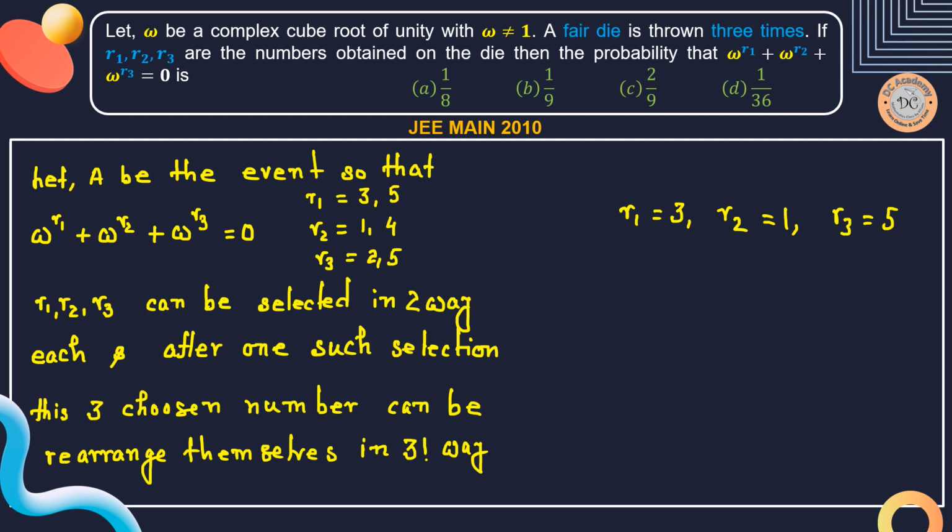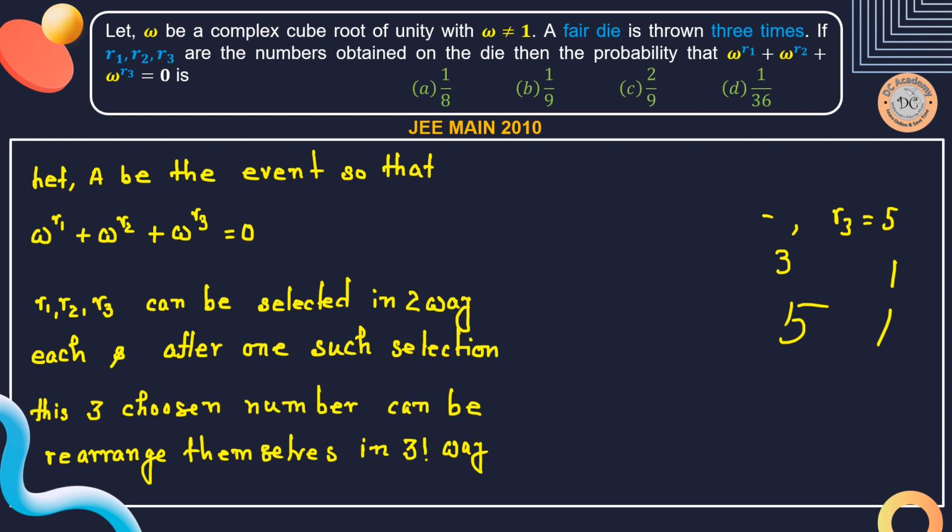After selection, someone can arrange it as 5, then 3, then 1, or maybe 3, 1, 5, and so on. So all possibilities can happen. After we get a selection like 3, 1, 5, they are allowed to change in factorial 3 ways. If someone chooses 3, 4, 2 instead, they will also arrange in factorial 3 ways. That's the concept. With this logic, we can now find the total number of favorable events, the main component to find the probability.